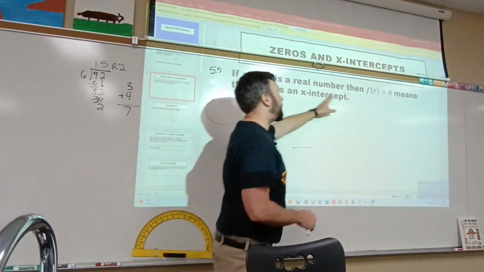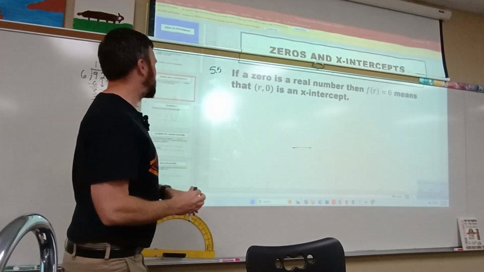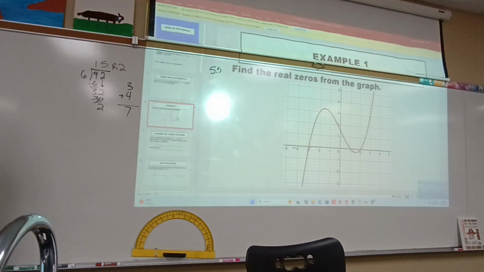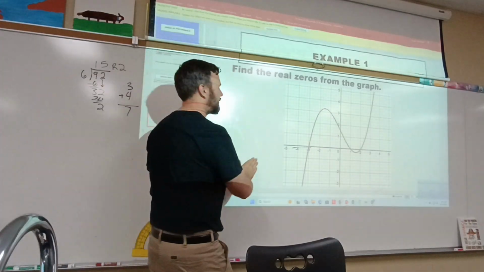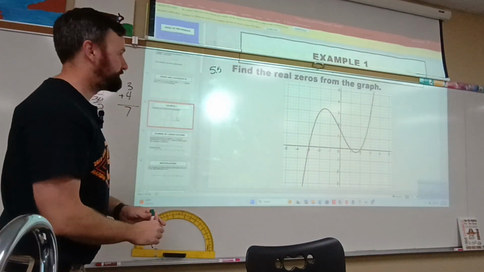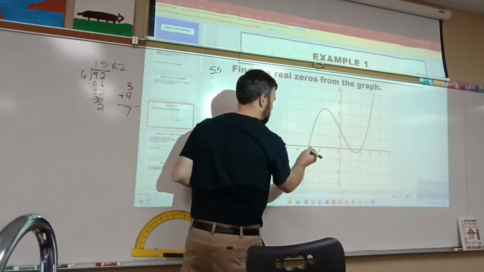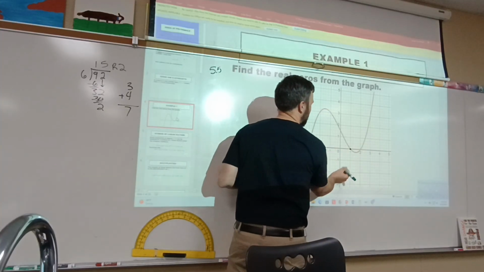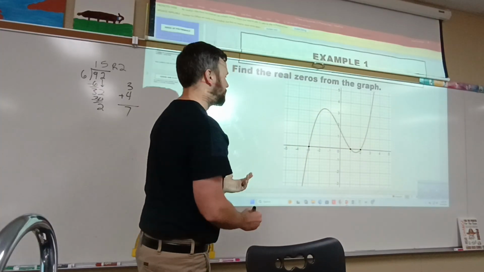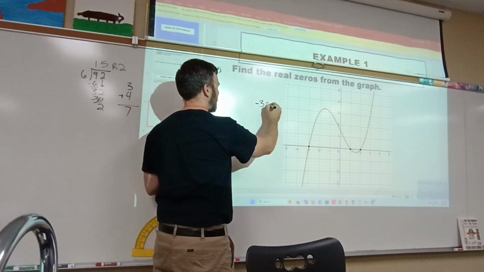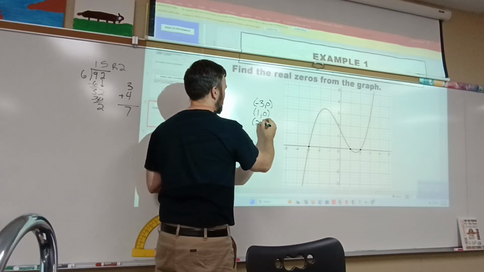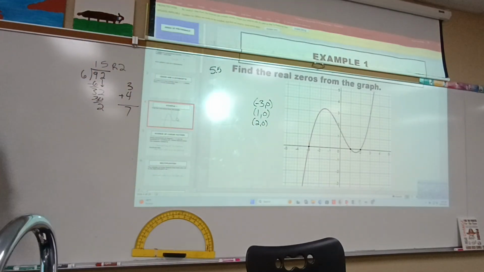So again, if half of that number is 0, it means that that's 0 x-intercept. Could I find this from looking at the graph? Yeah. Based on this graph, what are my zeros? Is this a 0? Yeah. Is this a 0? Yeah. And that's my 0, right? So from the graph, I know I have -3, 0, 1, 0, and 2, 0. So those are my zeros, my roots, my x-intercepts. They all mean the same thing. Okay.